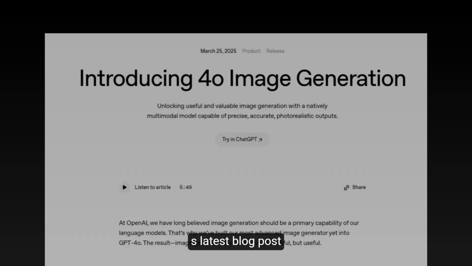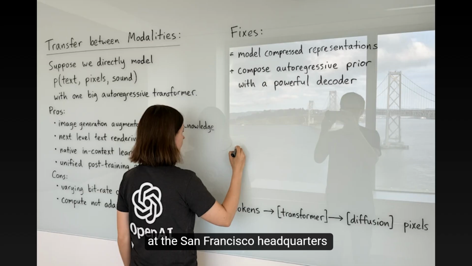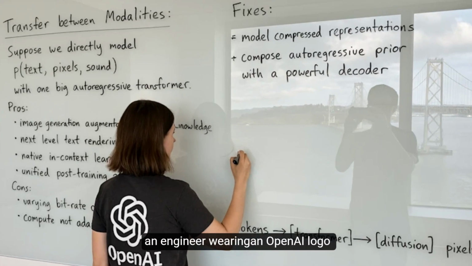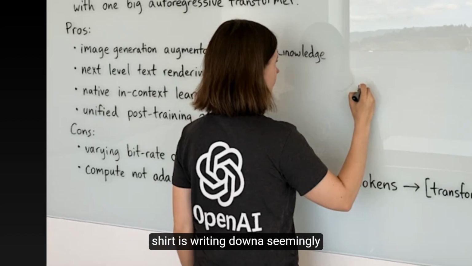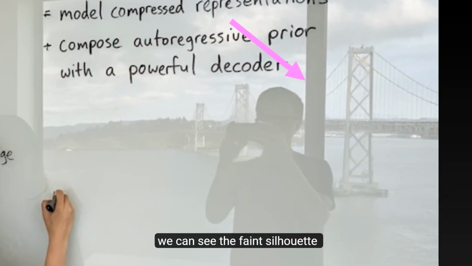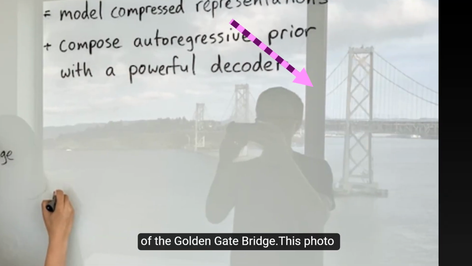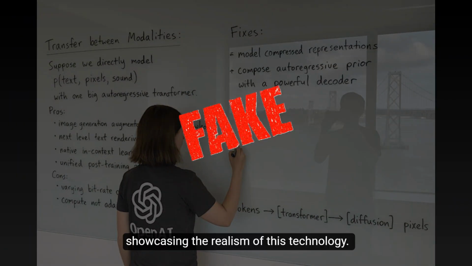In OpenAI's latest blog post, there's a striking photo. At the San Francisco headquarters, in front of a glass whiteboard, an engineer wearing an OpenAI logo t-shirt is writing down a seemingly simple formula: P, text, pixels, sound. Through the glass, we can see the faint silhouette of the Golden Gate Bridge. This photo itself was generated by 4o, showcasing the realism of this technology.